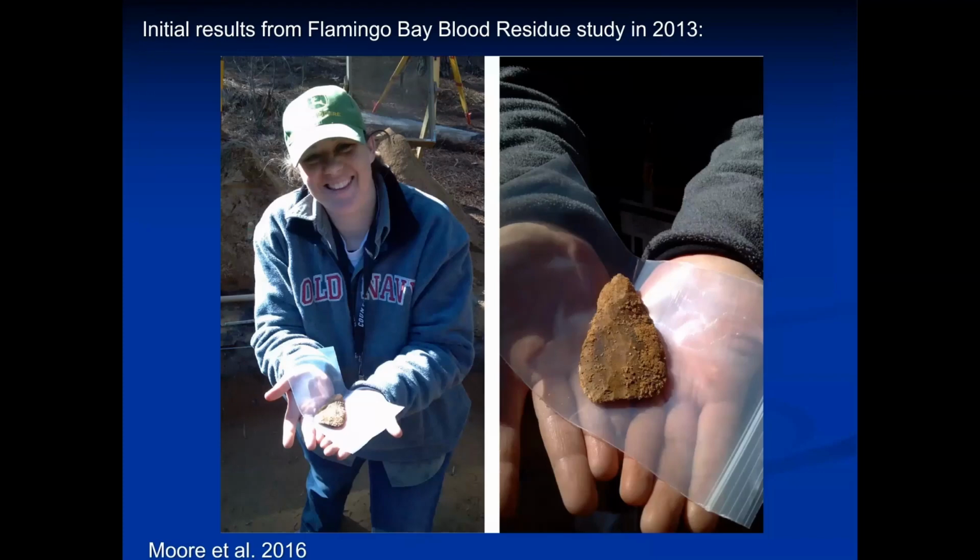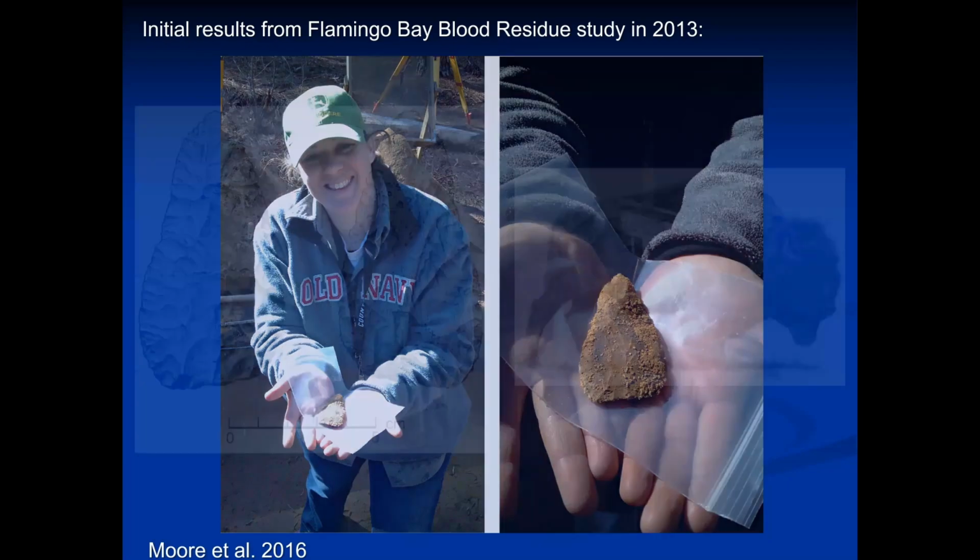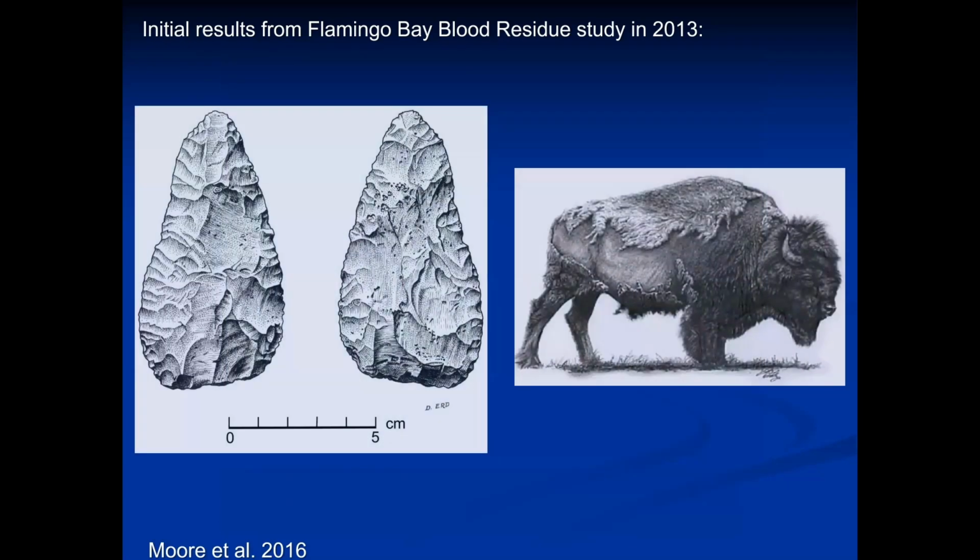The first one we got, here we have one of our technicians, she's carefully holding this large spear point bifacial knife on a plastic bag. It came back with evidence of bison or bovine. So that was the first aha moment, that maybe we had a really interesting way of getting at what animals these people were hunting 13,000 years ago.